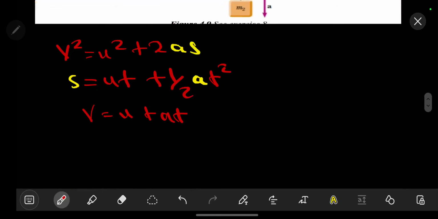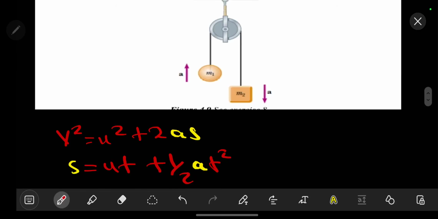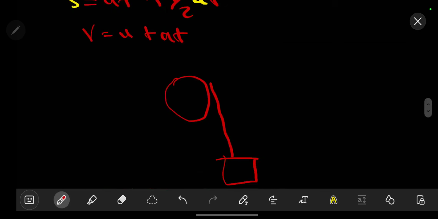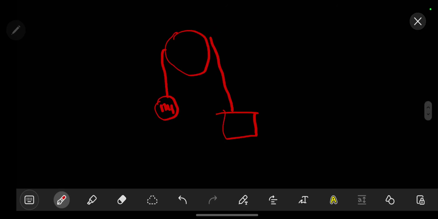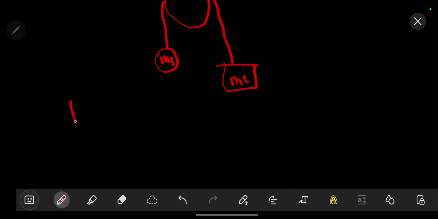So let us answer. First, let's find the acceleration. So remember, we have to draw our free body diagram. So for the diagram that looks like this, this is the rough diagram. Then we have our M1 like that. This is our M2. So now we have to come up with our free body diagram.